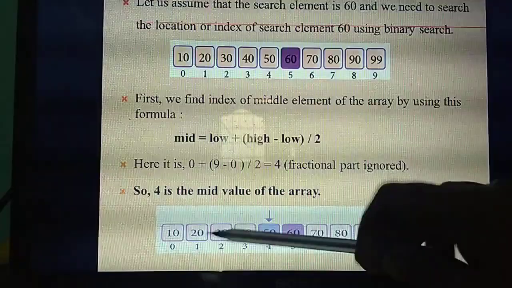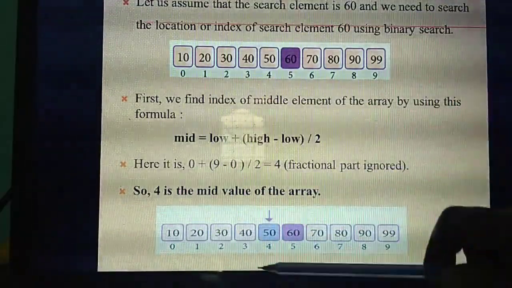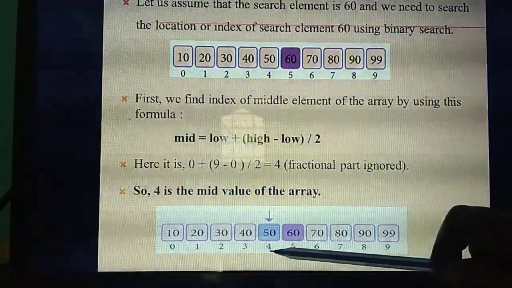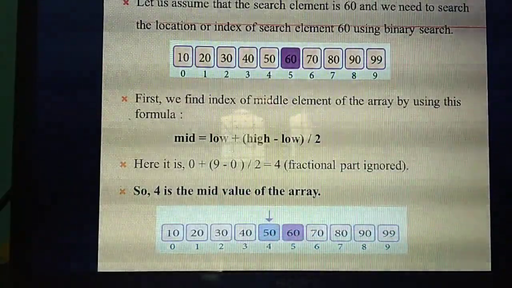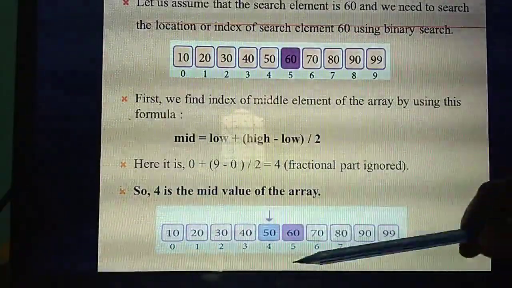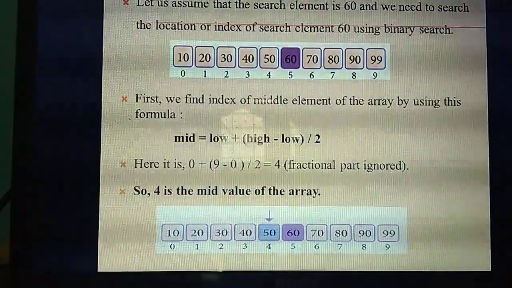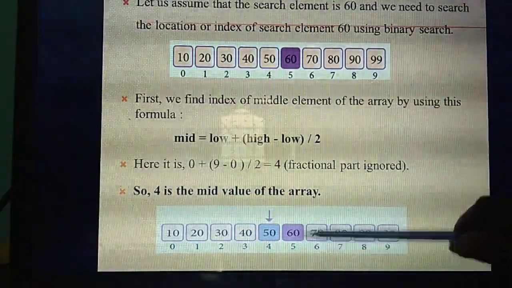So next step. 4 is the mid value of the array. Now what's the value you'll get in the place of 4? 50, isn't it? So we check whether the search element matches, whether the search element 60 is present at that index.